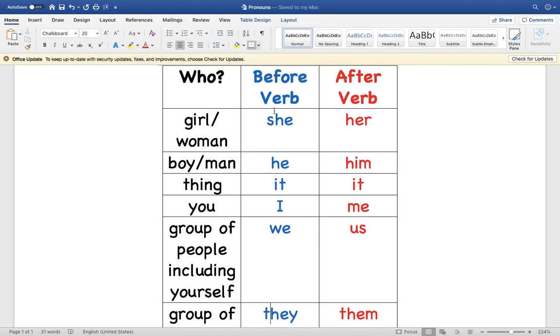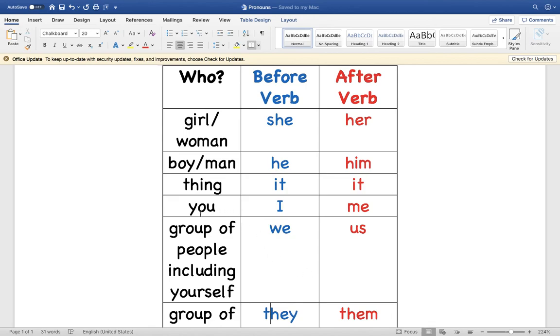So I typed up this little list here, and this will also be posted if it helps you. If we're speaking about a girl or a woman and it comes before the verb, the pronoun you will use is she. After a verb, you're going to use her. For a boy or man before a verb, it's he. After the verb, it's him. Now, things are the same no matter where that thing is in a sentence, before or after the verb, you will always use the pronoun it.